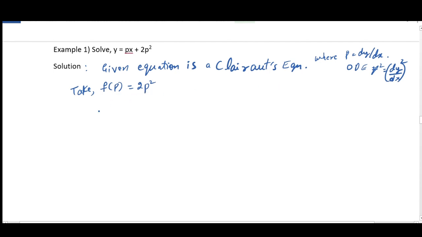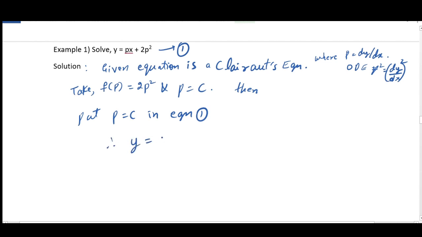Now we are going to find the solution, but to find the solution, let me take the value of p here. Yes, friends, I am going to take p as c, so that we can just compare. For our sake, we are going to take p is equal to c. Then put p is equal to c in equation 1. So let me take this as equation 1. From this equation, it will become Clairaut's equation. Therefore, y is equal to cx plus 2c square.